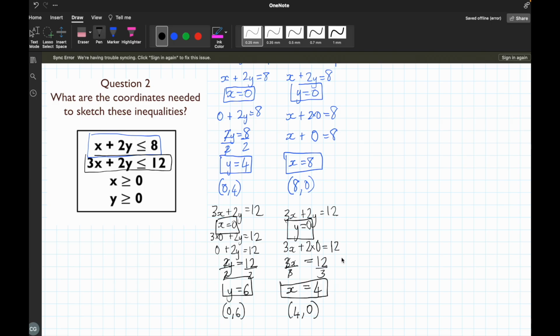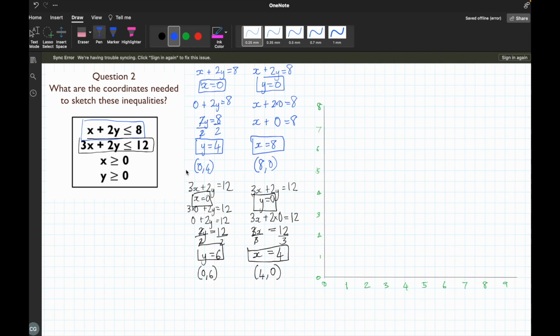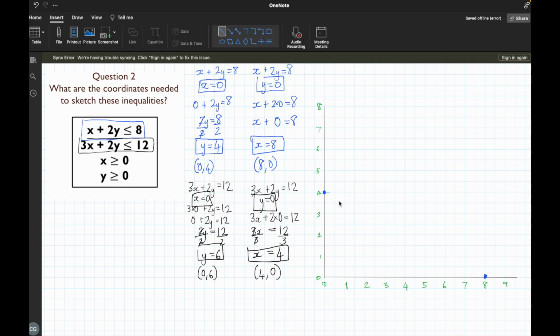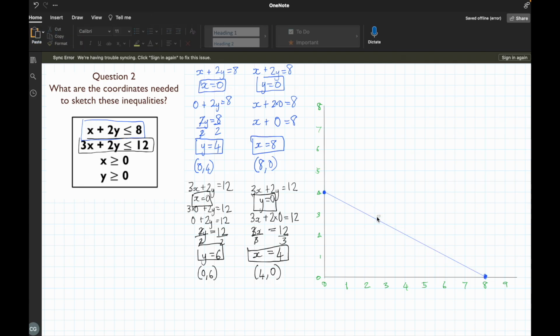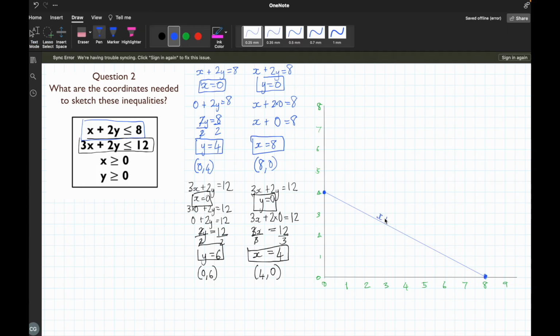So now I can actually put this on a graph and try to sketch them. For the blue one, (0, 4) is for this first line, which is a y-intercept. So (0, 4) is right here. And then we have (8, 0). So (8, 0) is over here. So from here to here represents that particular line, which is x plus 2y equal to 8. So remember, that's the name of the line. Where I have to shade would be what the inequality tells me.